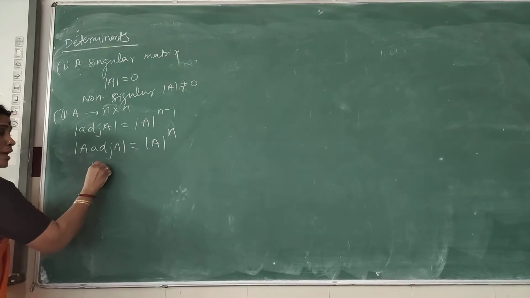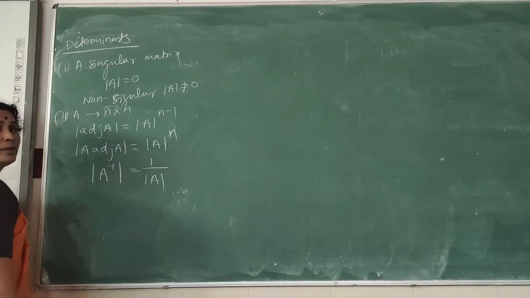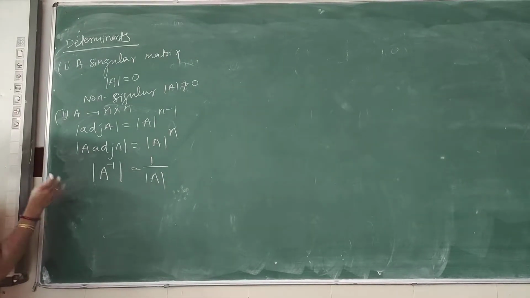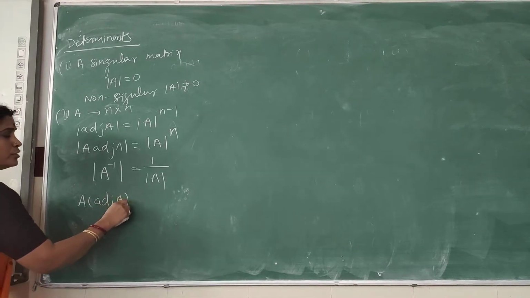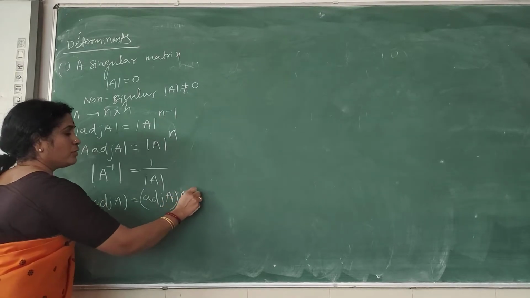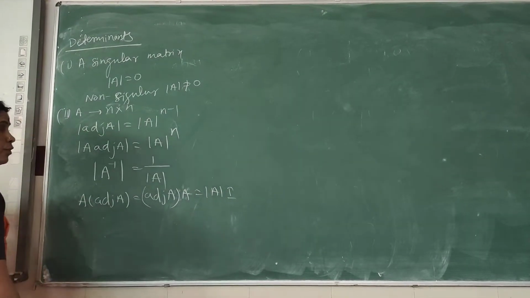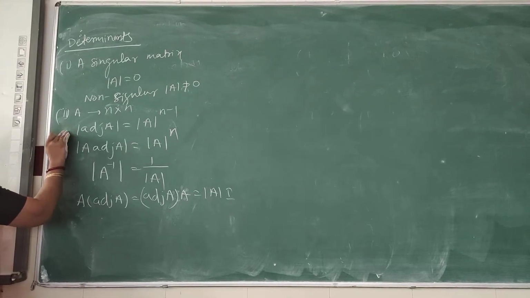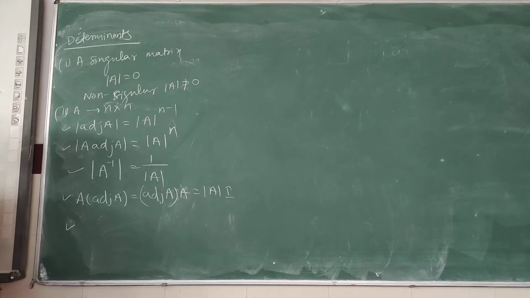Then determinant of A inverse, these are all major formulae I am telling you, 1 upon determinant A. Okay. Now without finding adjoint of A, A into adjoint of A equal to adjoint of A into A, that is equal to determinant of A into I. This is also one of the most important formulae. That is formula number 1, formula number 2, formula number 3, formula number 4, another formula.